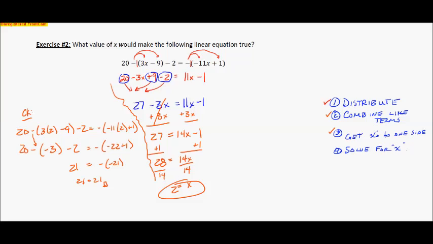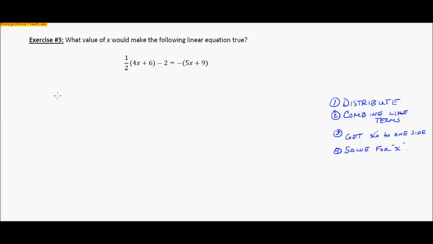So let's turn that one off and turn the next one on. And here's number 3. What value of x would make the following linear equation true? Again, we're going to solve it for x. I'm just going to work right off of this one since it's right there. We'll do our distribution first. So I'm going to distribute this half. I'm going to multiply each one of these by a half. Well, 1/2 times 4 would give me 2. And 1/2 times 6 would give me 3.